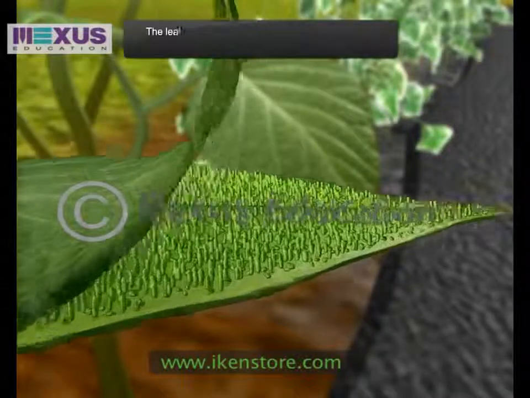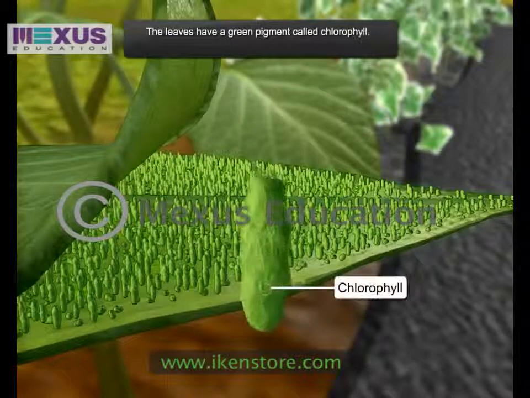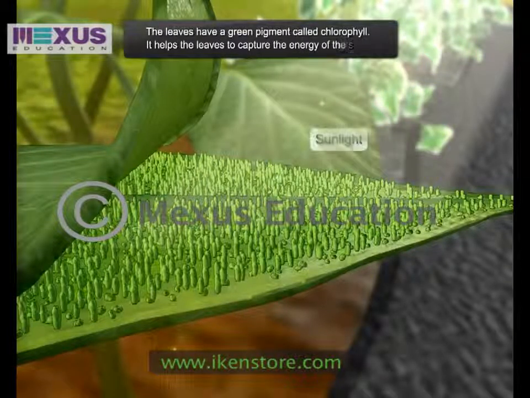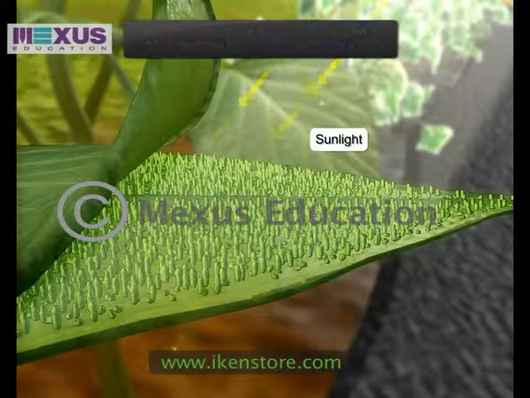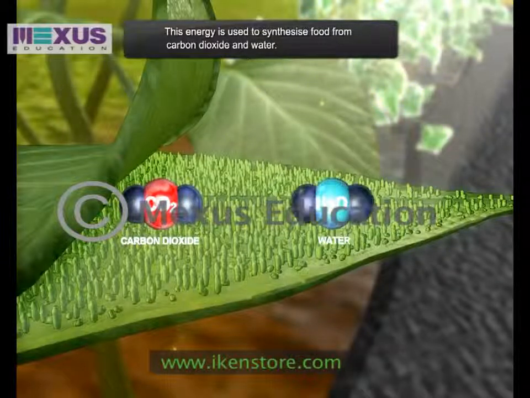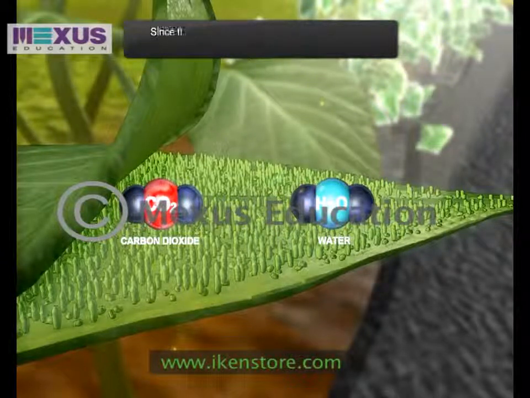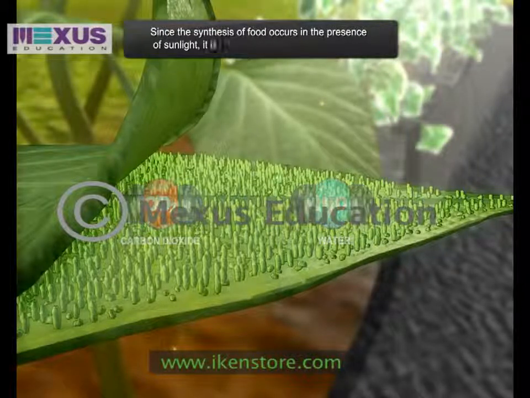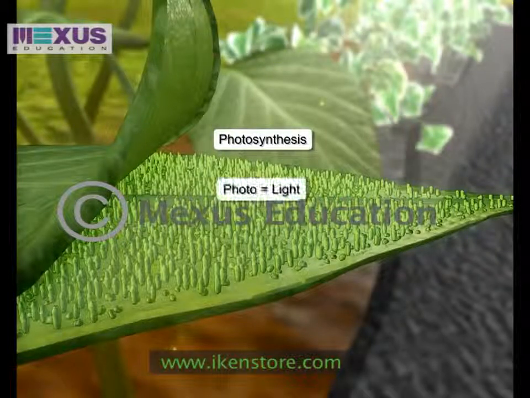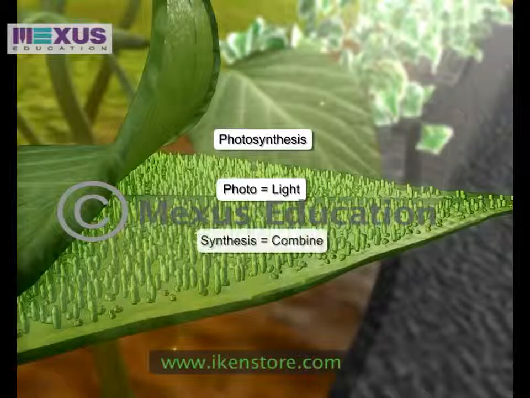The leaves have a green pigment called chlorophyll. It helps the leaves to capture the energy of the sunlight. This energy is used to synthesize food from carbon dioxide and water. Since the synthesis of food occurs in the presence of sunlight, it is called photosynthesis. Photo means light and synthesis means to combine.